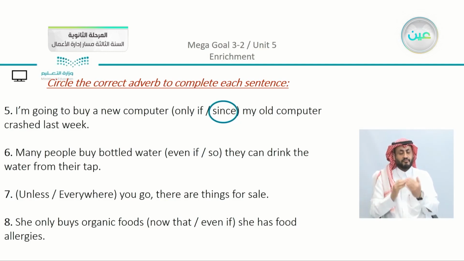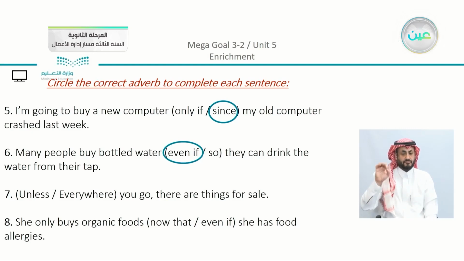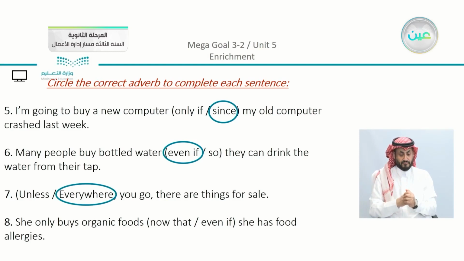Many people buy bottled water even if or so they can drink the water from their tap. So here you can drink water from the tap, but even though, people buy bottled water, so we have here even if. Unless or everywhere you go, there are things for sale. So you can see that we have here go, which shows that we have here an easy option.